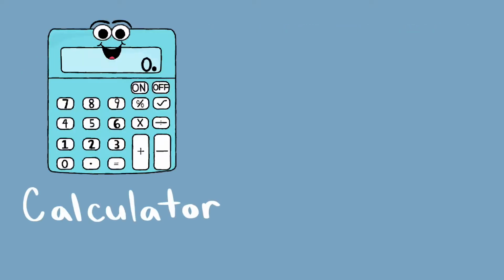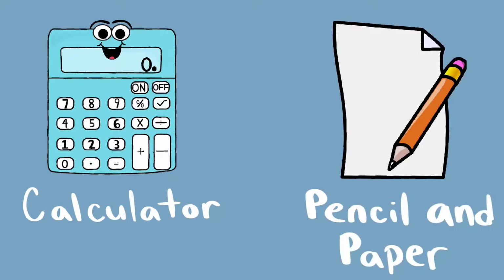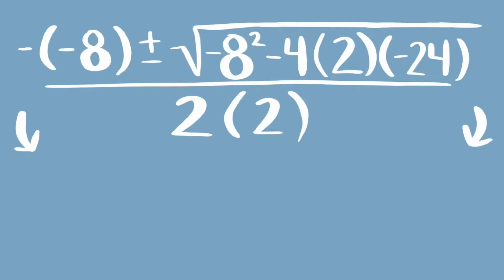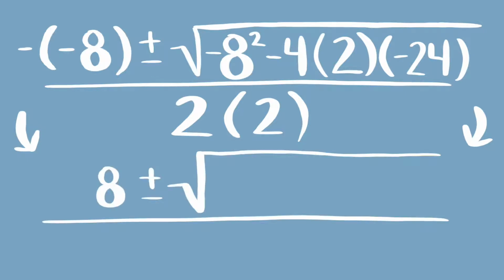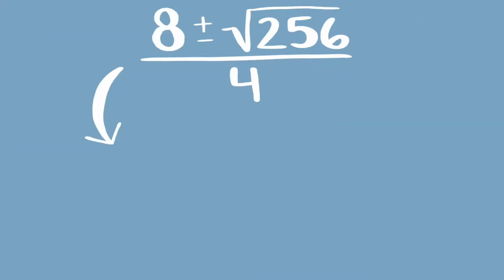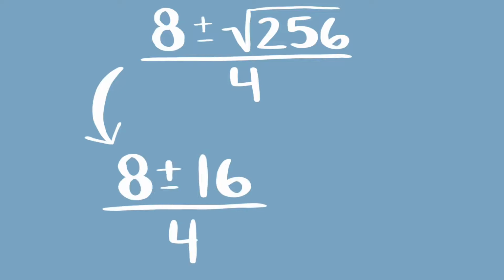From here, you can either solve the equation by plugging it into your calculator or doing it manually on pencil and paper. For the sake of this project, though, let's solve this equation manually. Let's start by simplifying inside the square root. The two negatives in front of the 8 would cancel each other out. 2 times 2 is 4, and 64 minus negative 192 would be 256. The square root of 256 equals 16.